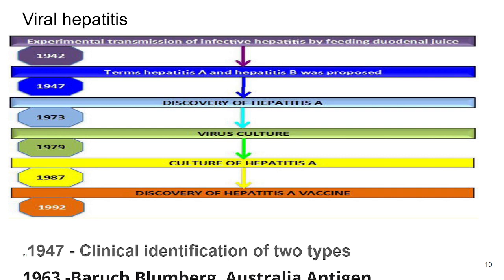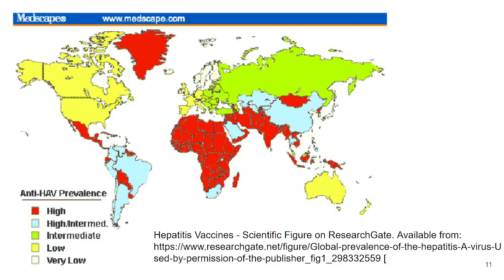whereas hepatitis A virus was discovered as a separate entity and its features established only recently, in 1973. Of course, the possibility of hepatitis virus culture was done later on, and the hepatitis A vaccine, which has significantly reduced the incidence of hepatitis, was invented only in 1992. So it's a very recent development.